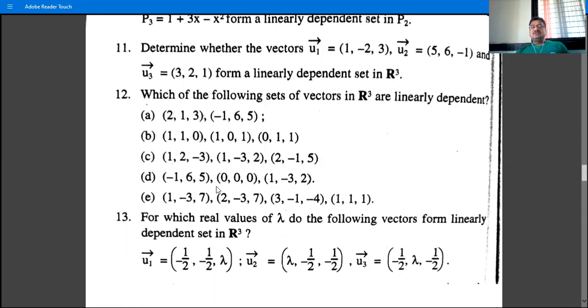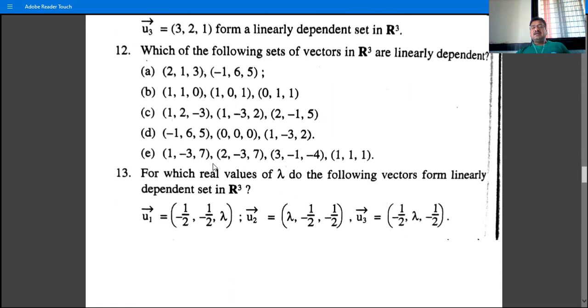If the set contains the 0 vector, then the set is linearly dependent, and therefore the set is not a basis of R3. A set becomes a basis of R3 only if it is linearly independent, but if the set contains the 0 vector, it is linearly dependent. So the set of these three vectors is not a basis of R3, or these three vectors do not form a basis for R3.